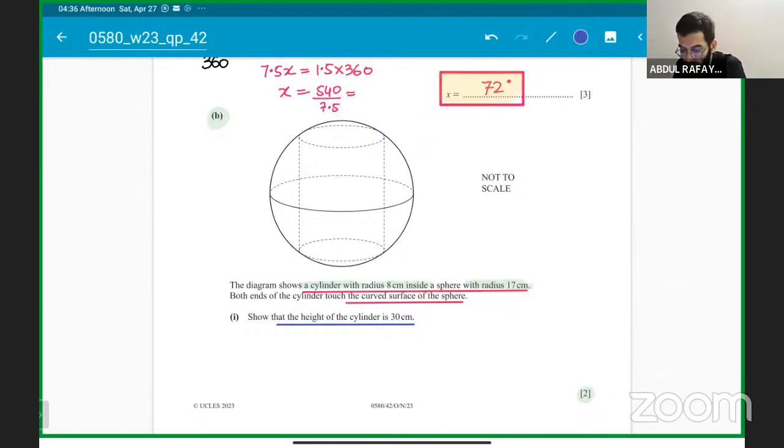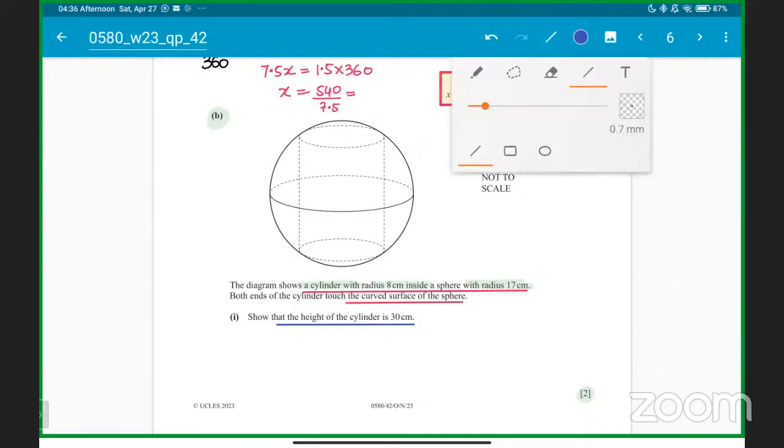Is everyone there with me, guys? Getting it? Height of the cylinder is 30 centimeters. Is everyone getting the point? Yes, sir. The question is not tricky.